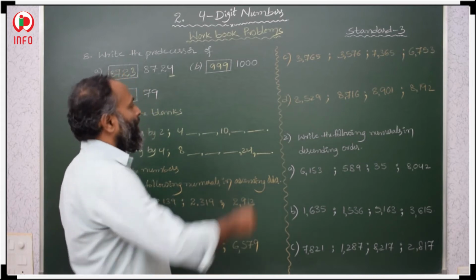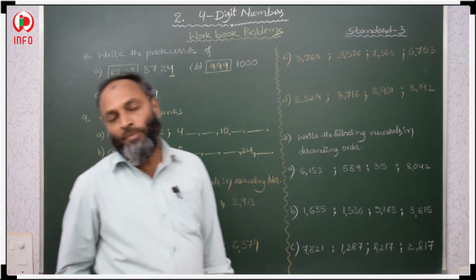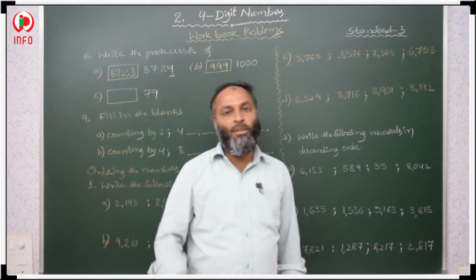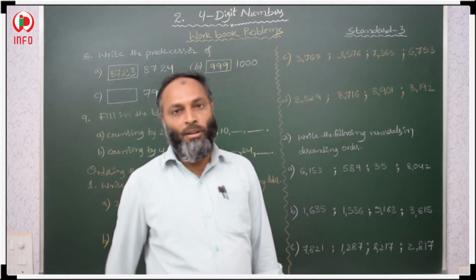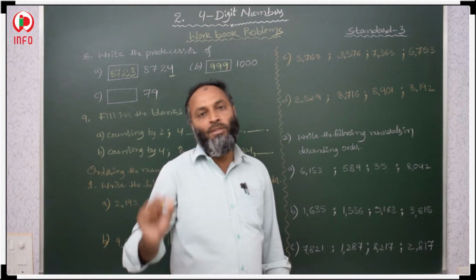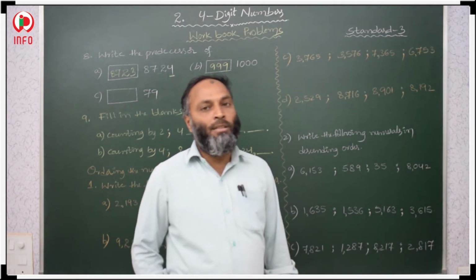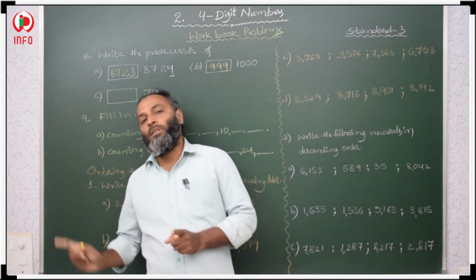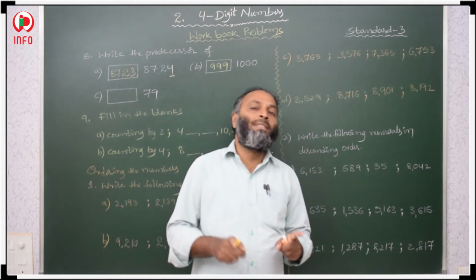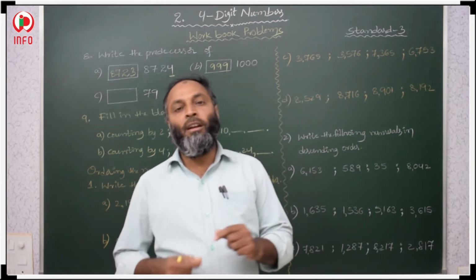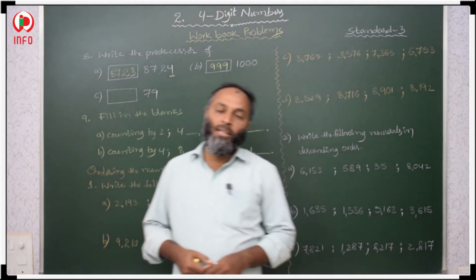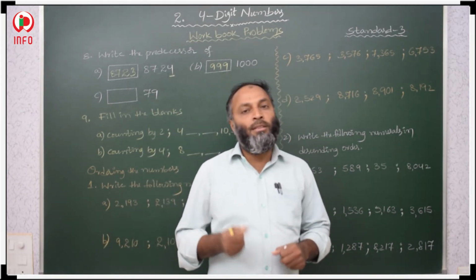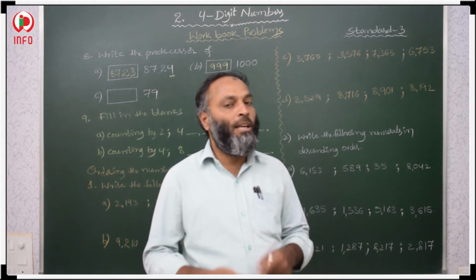So if you want to find the predecessor, whatever the number is, just subtract 1 from the number. So 1000 minus 1. Then you will get the predecessor. For successor, you have to add 1. For predecessor, you have to subtract 1. So this is only the basic concept. If there is any difficulty finding the successor or predecessor, just subtract 1 from the number, then you will get the predecessor. If you add 1, then you will get the successor.